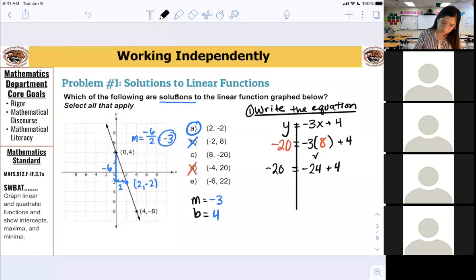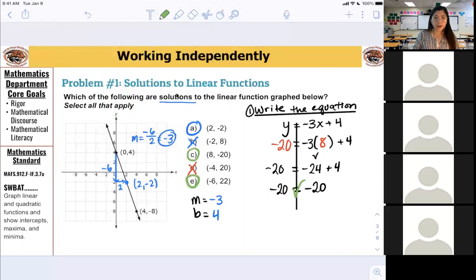Negative 20, exactly. So I end up with negative 20 equals negative 20, which is true. Therefore, answer choice C is correct. Okay, so C is correct. And I'm not going to go through it right now because I do want to move on. I want to make sure we get to as many problems as possible.